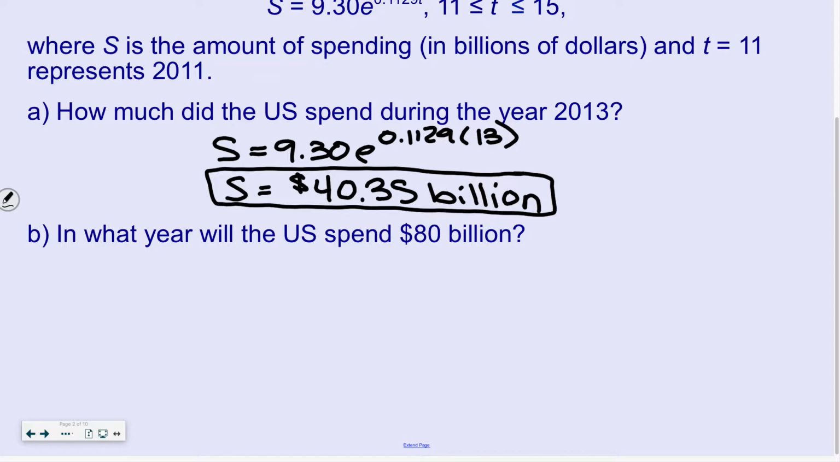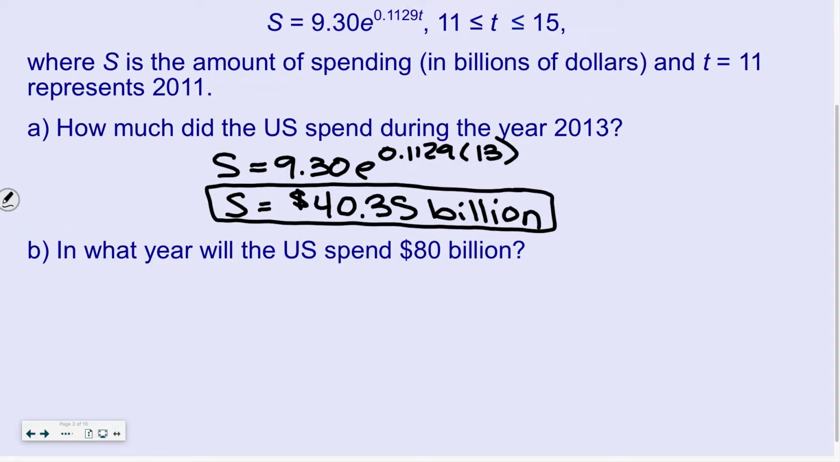In what year did the U.S. spend $80 billion? What did you guys do in an attempt to solve that question? Plug 80 in for S, the amount of spending. So one thing that you'll need to be thinking about as you're doing your homework tonight is, what's an appropriate substitution? Should I be substituting in for time? Should I be substituting in for the amount spent? So here, you've now created one of those equations that you were just solving on your homework from Monday.